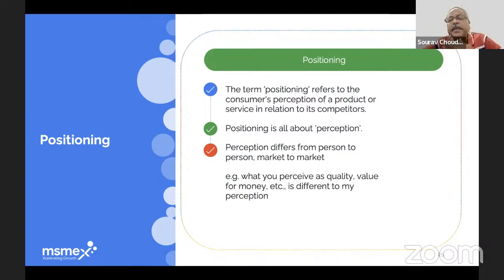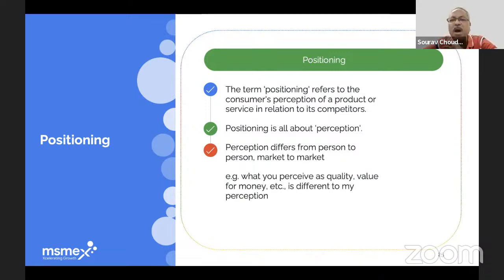Okay. To differentiate itself from the competitor. This is something good for your research. Go to the internet, find out the positioning statements of different products, different brands, and you will find it very interesting how similar products position themselves differently to the customers.